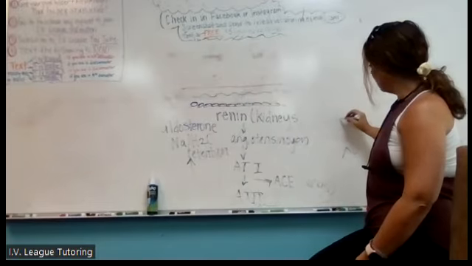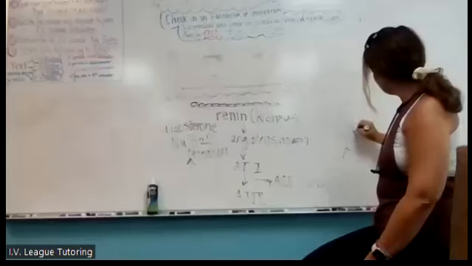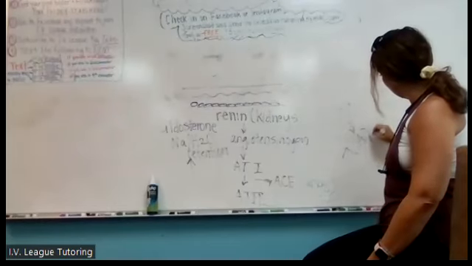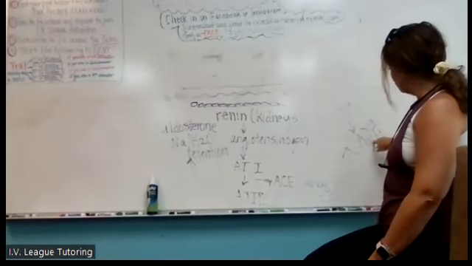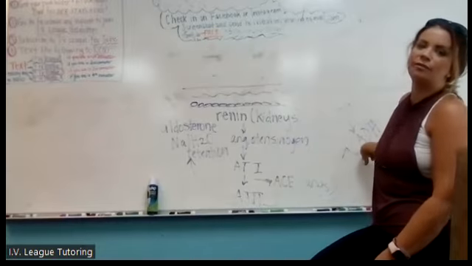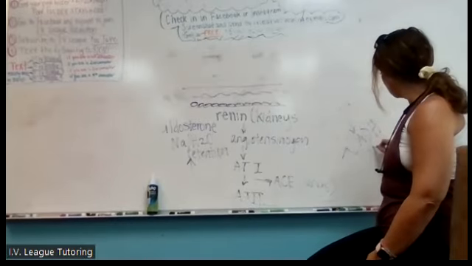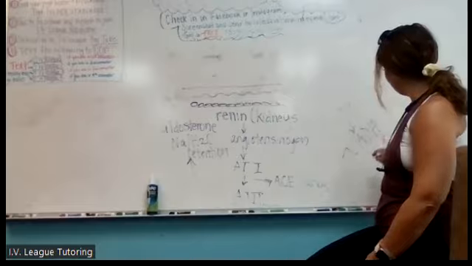ADH. Where does ADH come from? The posterior pituitary. The posterior pituitary secretes ADH. What does ADH stand for? Antidiuretic hormone. What does to diurese mean? To pee. What does to antidiurese mean? To not pee. So it's going to hold in what? Just water. This is very, very important.